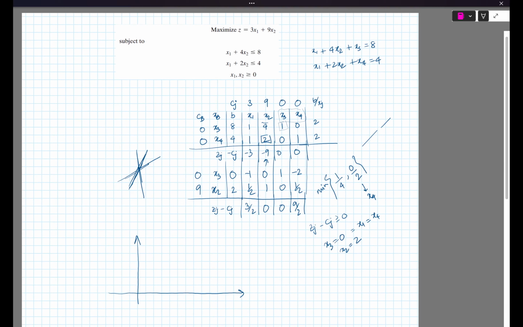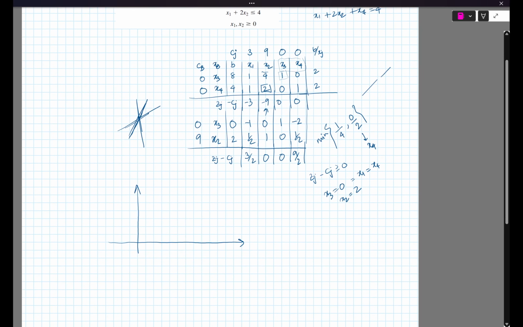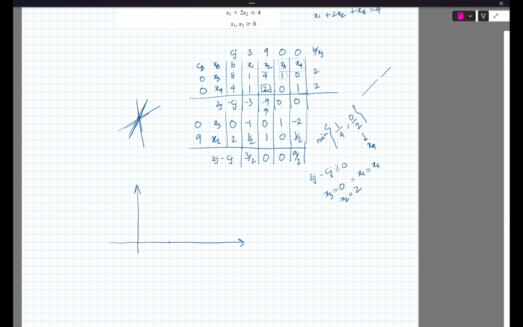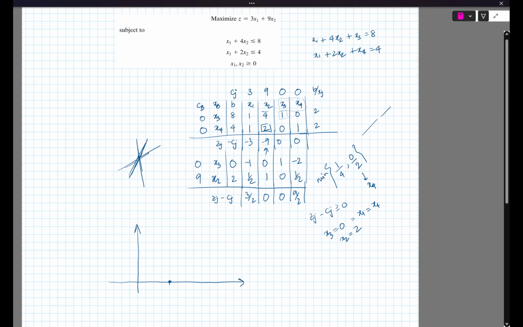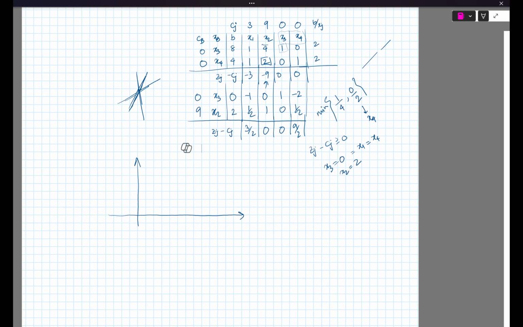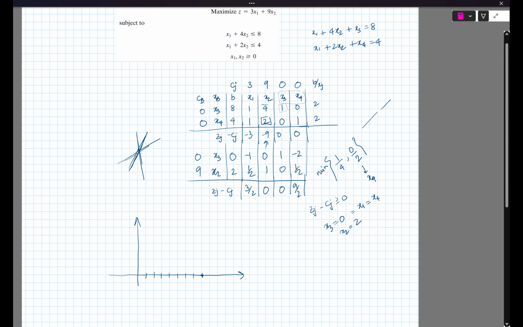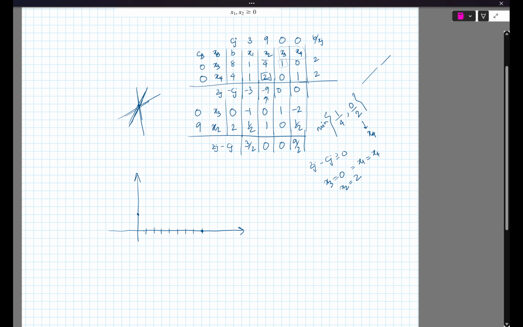So x1 chooses 2, sorry, x2 equal to 0 will give me x1 equal to 8, right? So it is 8. 1, 2, 3, 4, 5, 6, 7, 8. And x1 equal to 0 will give x2 equal to 2. So this is something like this.